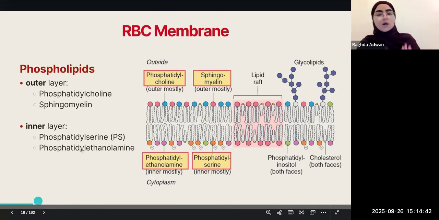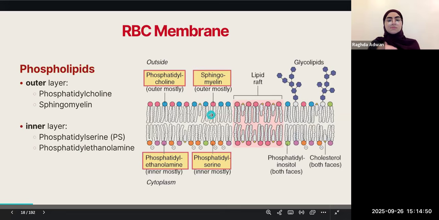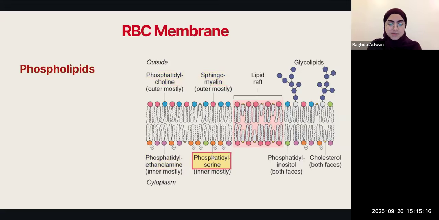Phospholipids are in our red blood cell membrane, just as they are in the membrane of all cells. We divide them in the red blood cells based on the phospholipids that are in the outer membrane versus the phospholipids that are in the inner membrane, because they're supposed to be where they're meant to be. We have two in each one. Two phospholipids in the outer layer, phosphatidylcholine and sphingomyelin, and two phospholipids in the inner layer, phosphatidylserine and phosphatidylethanolamine. The most important phospholipid here is phosphatidylserine, PS. We said it's supposed to be in the inner membrane.